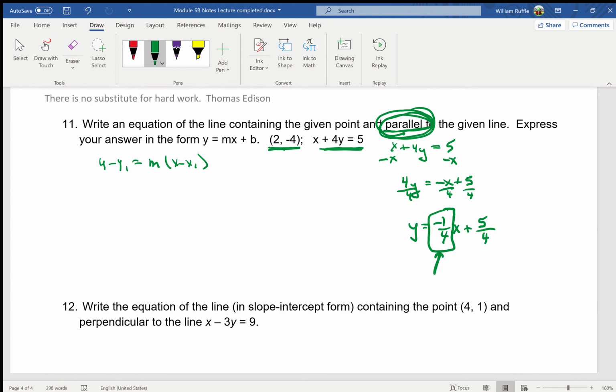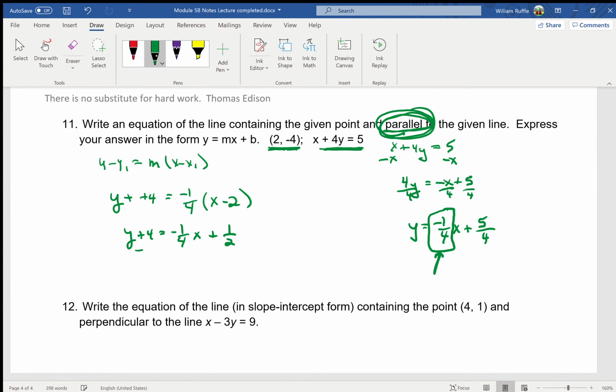So my point is 2, negative 4. So it's y minus, well, my y value is negative 4. My slope is negative 1/4 times x minus 2. Now once I get here, again, minus a negative, I want to change that to plus a positive. So it's y plus 4 equals negative 1/4 x plus 1/2.